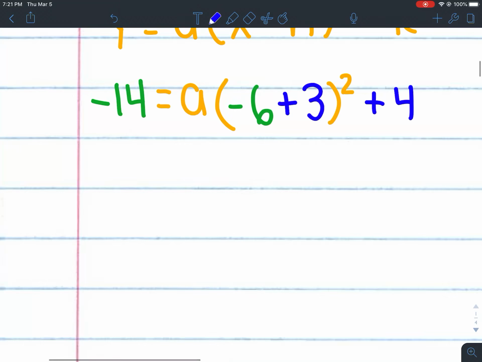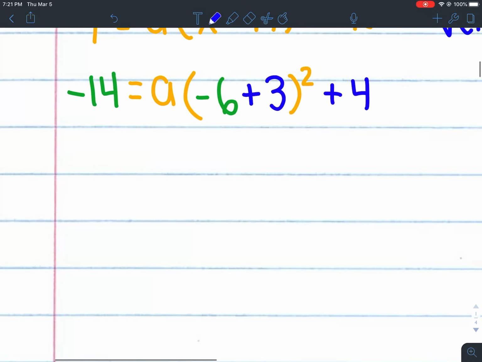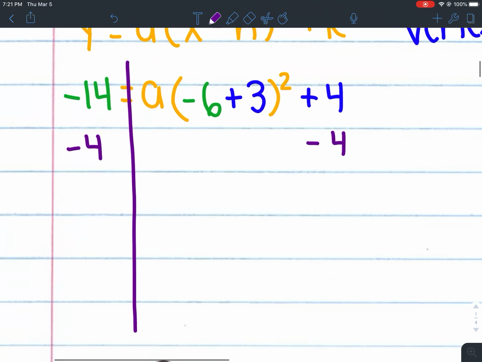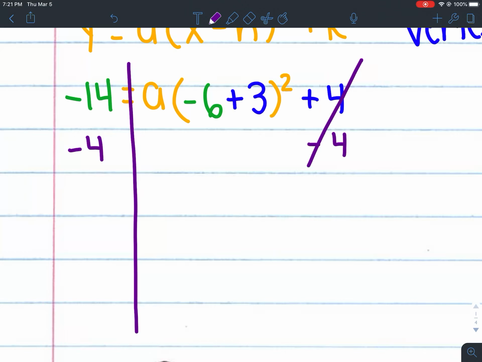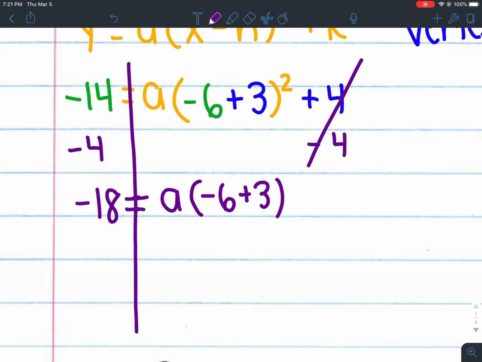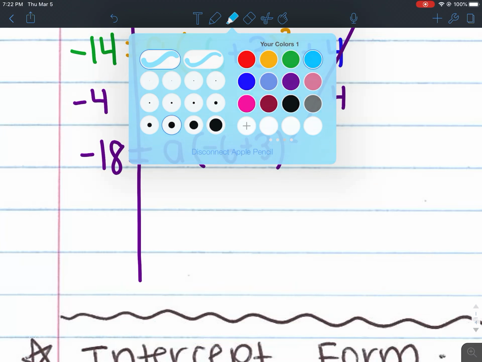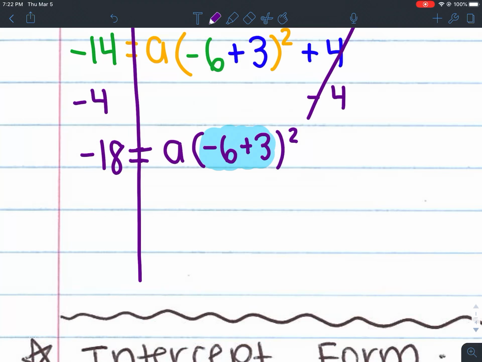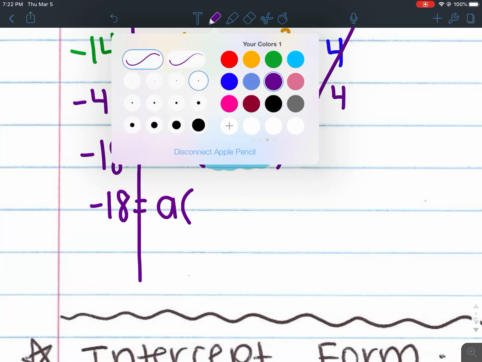So I've plugged in everything I know except for the a, which I don't know. Now I'm going to simplify this. The first thing I'm going to do is subtract 4 on both sides of my equation. I'll draw a line to help me out here. So that's going to go away. -14 minus 4 is -18, equals a parentheses -6 plus 3 squared. What's -6 plus 3? Because I can simplify that, right? I don't want to double distribute or write it twice because it would make it more complicated. So I have -18 equals a parentheses, -6 plus 3 is -3.